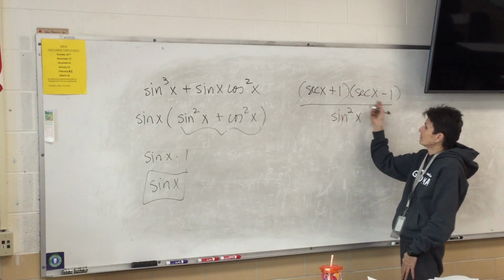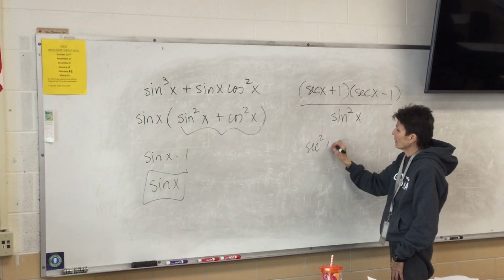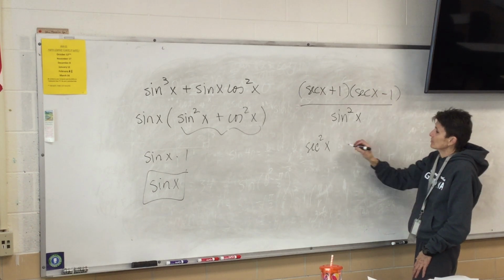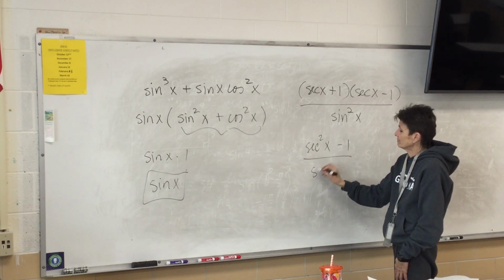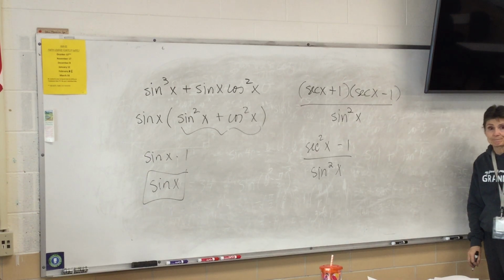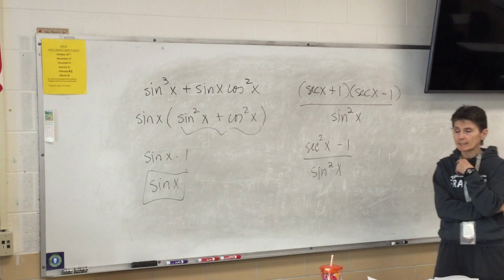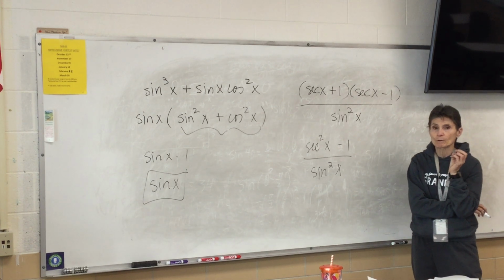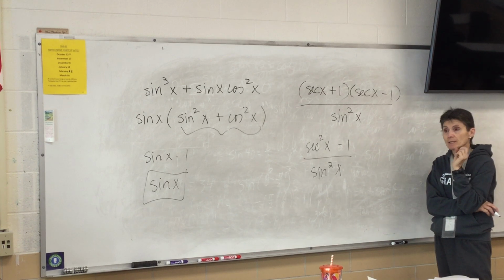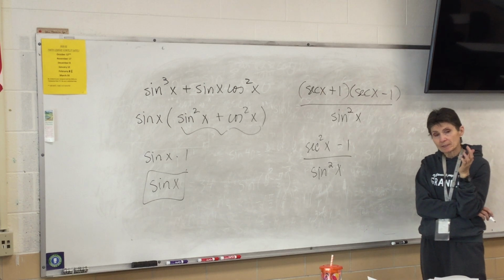So when I FOIL these, I get secant squared, and remember we write it like this, secant squared, and then the outsides and insides are going to cancel, so that's my numerator. Secant squared minus 1. Now I know what you're thinking. You're thinking, that's all well and good, Mrs. Ford, but I don't really see anything happening here. Well, that's because you're just getting started.